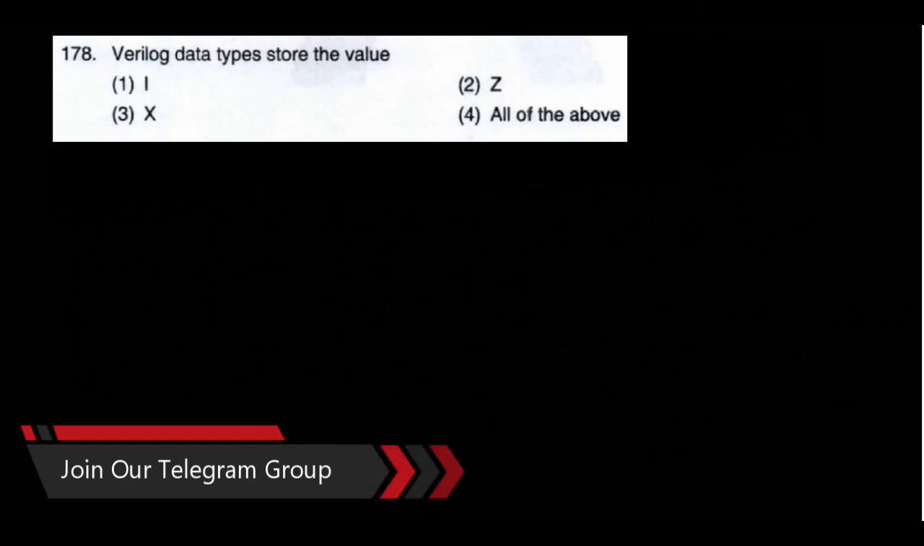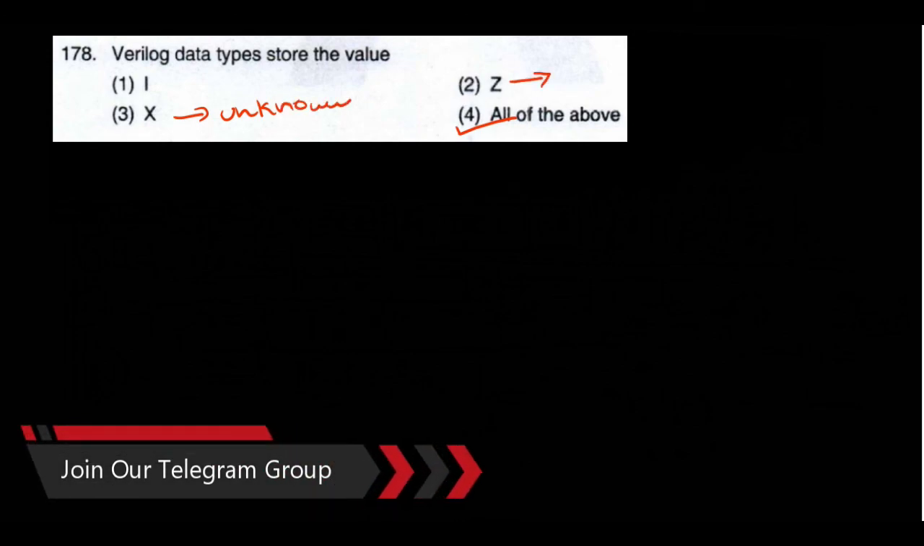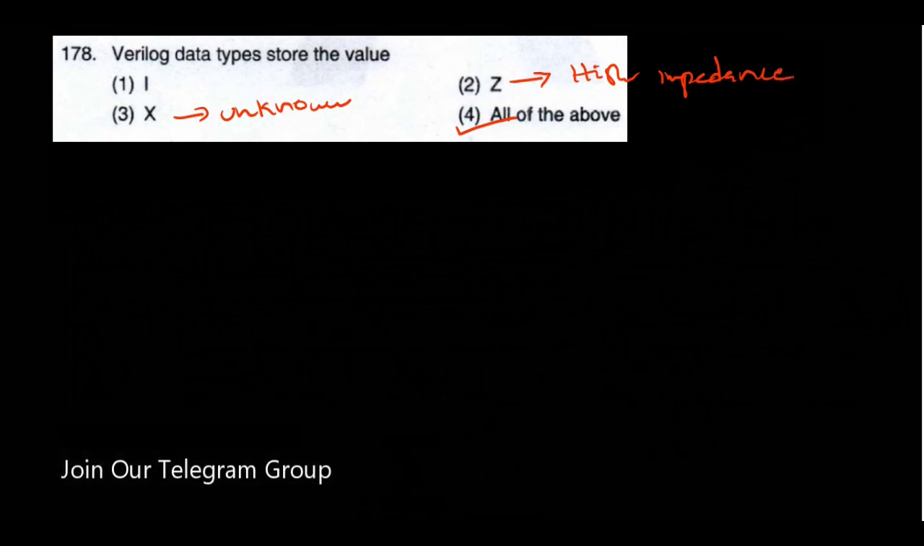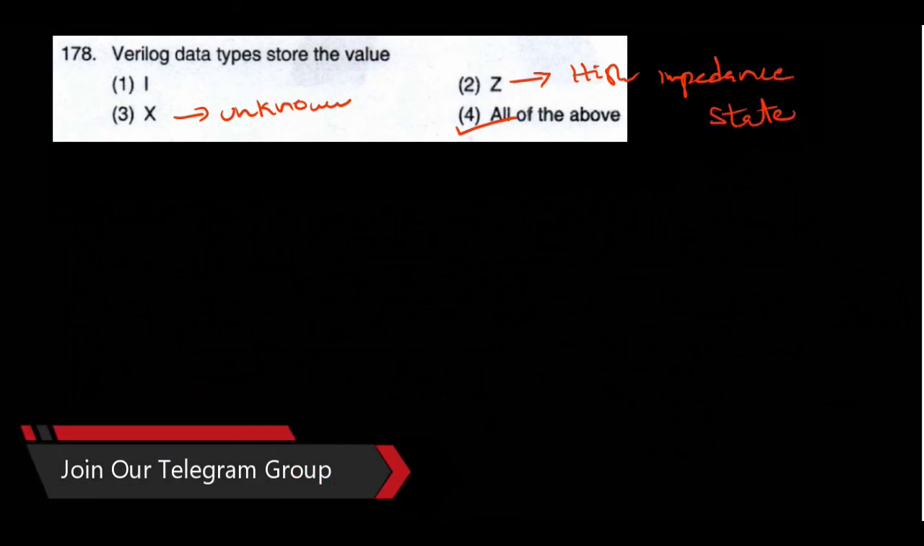Question number 178. Which Verilog data type stores the values? The answer is all of the above. X means it's an unknown value. It can be 0 or 1, unknown. And Z means high impedance state. So the variable should be able to store either 1 or 0, or X, that is unknown, or the high impedance state.